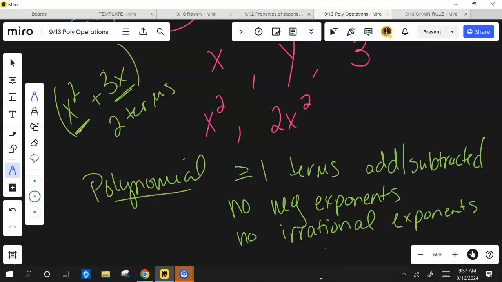If it's repeating, then it won't work. Boom, you just stopped, so it's not irrational. You made it into a fraction, so it's not irrational. Square root of 3. Square root of 3 is an irrational number.